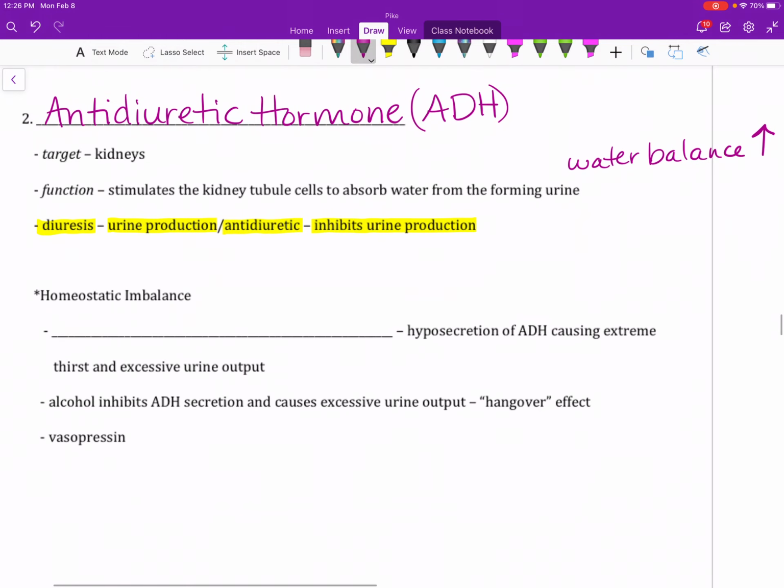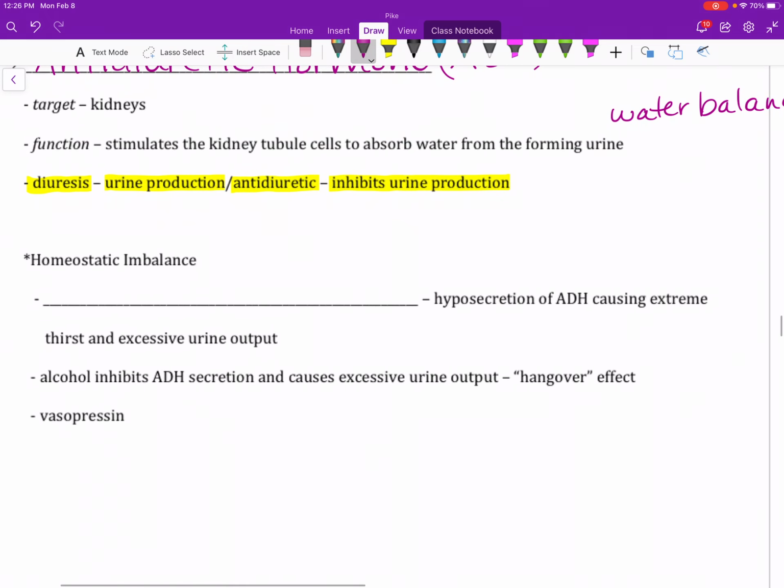Well, here I do want to point out a homeostatic imbalance. What happens if you don't have enough ADH, antidiuretic hormone, secreted? Okay, and that is a disorder called diabetes insipidus. Diabetes insipidus. No, this is different than sugar diabetes. Sugar diabetes is called diabetes mellitus. Diabetes insipidus here is a hyposecretion of ADH.